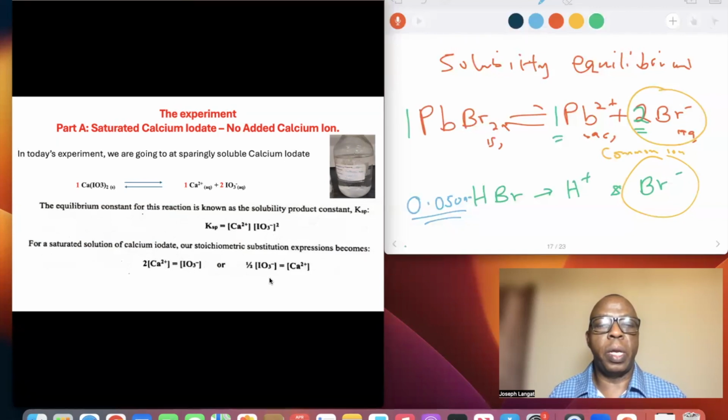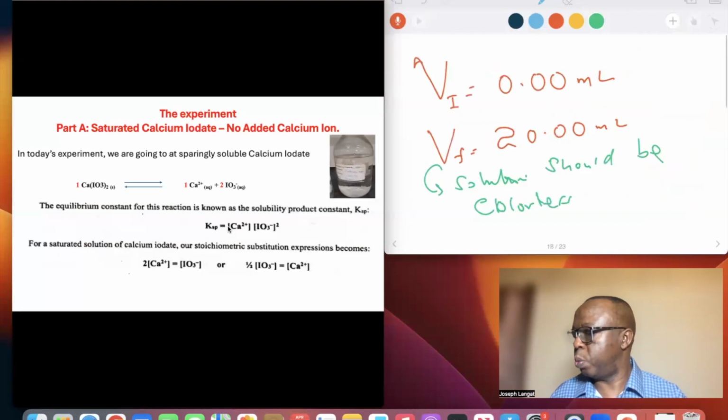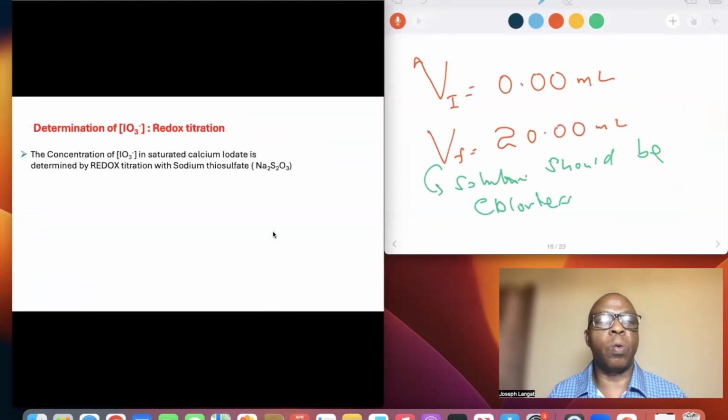Or alternatively, you can determine the concentration of iodide divided by 2 to get the concentration of calcium, and you plug it in the equation to find the KSP. And that's what we will be doing today: determine the molarity of iodide first, and then figure out the concentration of calcium. We plug it in this equation.